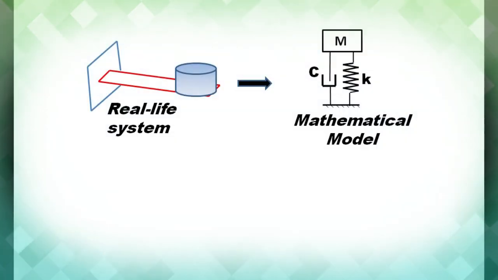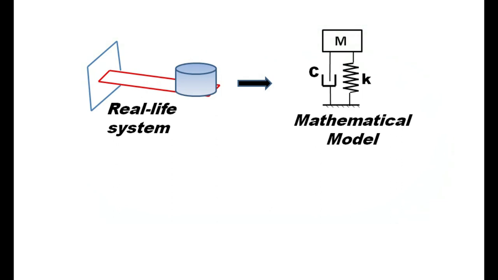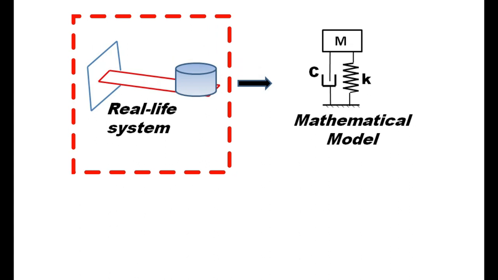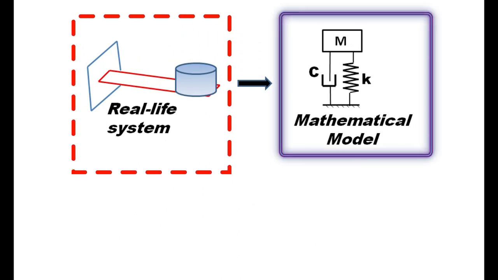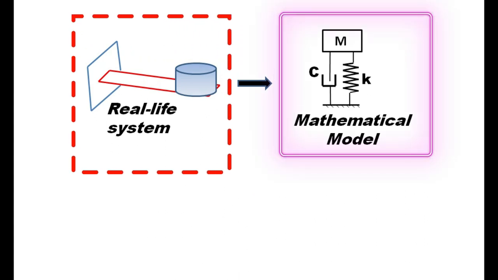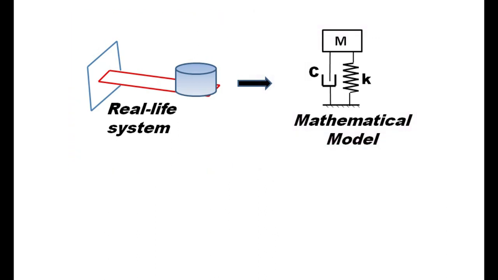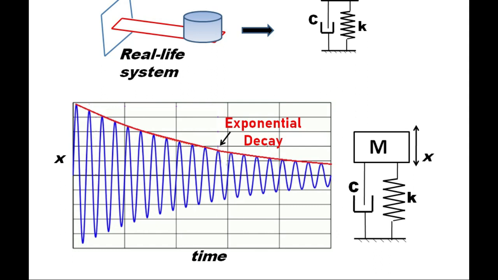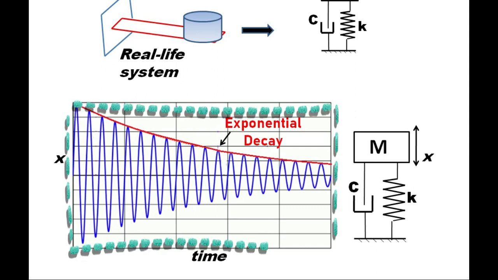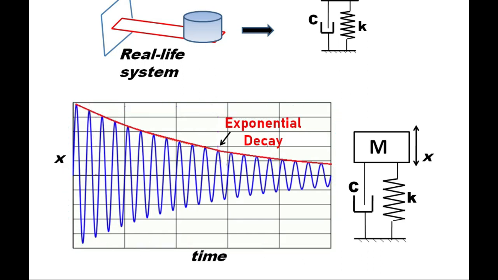A real-life system can be represented as a simple single degree of freedom system. Here I am representing a cantilever beam with a tip mass as a mass connected with a damper and a spring. If I allow my system to vibrate freely, this will be my typical plot, and here we can see that the amplitude is decaying with respect to time because damping is present in the system, and the decay is following an exponential curve.